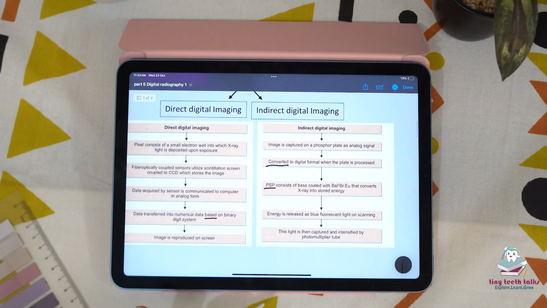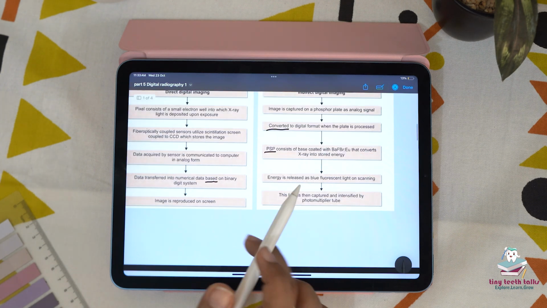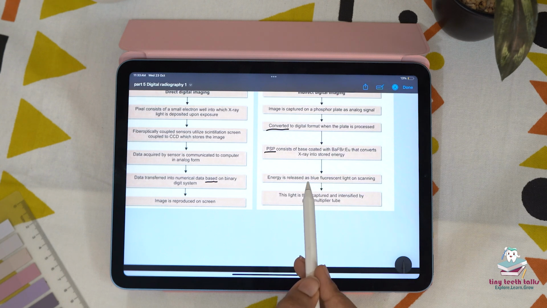When X-rays hit the PSP plates, this coating absorbs the X-ray energy and stores it as latent energy within the plate. This energy is released as blue fluorescent light on scanning. When the photostimulable phosphor plate is scanned with the laser, the stored energy from the X-rays is released in the form of blue fluorescent light. This light is then detected and converted into the digital image. It's like the plate glows blue when the laser scans it, revealing the captured image.